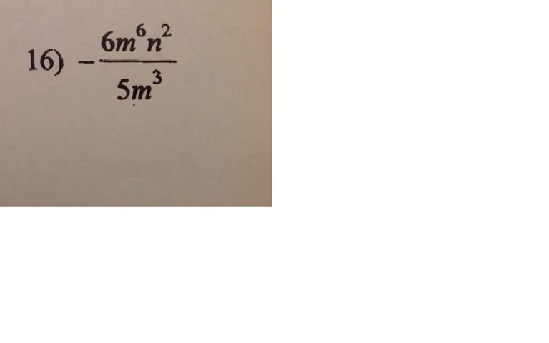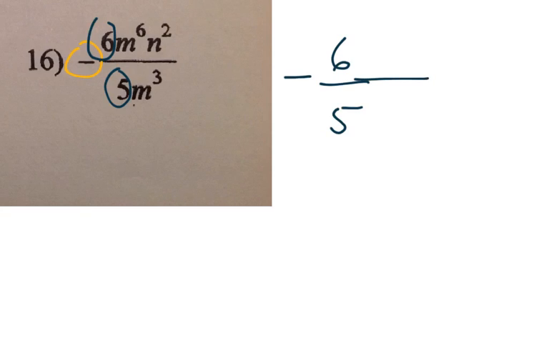On number 16, notice I have a negative again, so my answer is negative. I have 6 and 5. Can't reduce those, so it stays 6 and 5. Now I have some m's here, though. I have a 3 here and a 6 there. 6 minus 3, because with dividing we subtract exponents, is 3. So therefore I have m3.